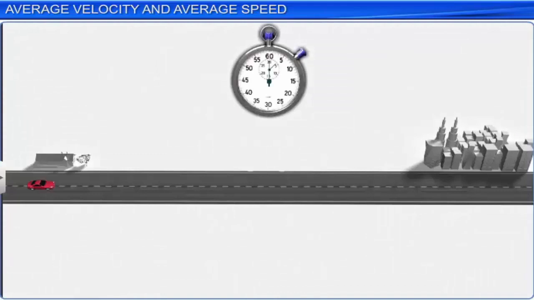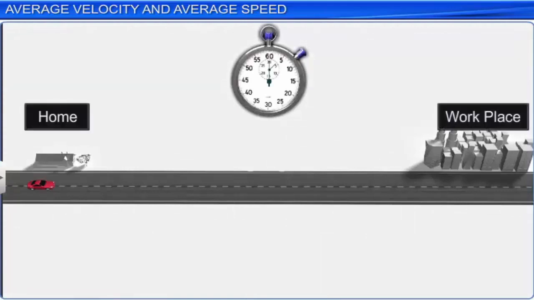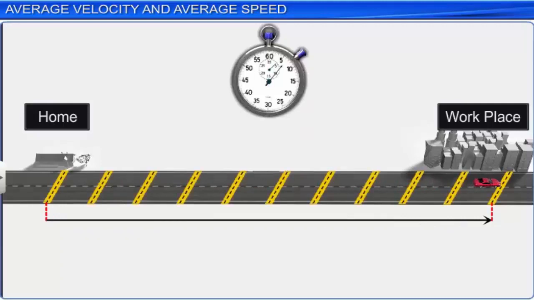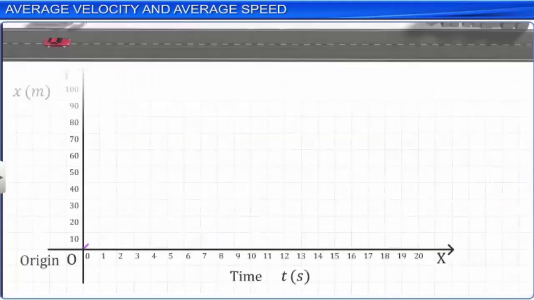When he goes to work, the displacement of the car is equal in equal intervals of time. Here, the displacement is considered to be in the positive direction. The xt graph, when plotted for this motion, is a straight line passing through the origin and making a positive acute angle theta with the time axis.